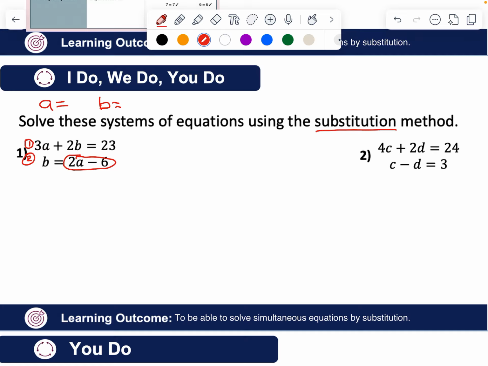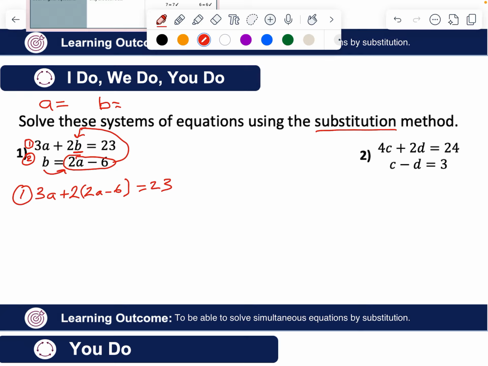Okay, so because I know what b is, if I go to the first equation, I need 2 lots of b's. So I'm going to substitute that in. I'm going to take that first equation, 3a, plus 2. Instead of writing b, I'm going to put a bracket and write in what b is. This is telling me that b is 2a minus 6. And then that equals 23.